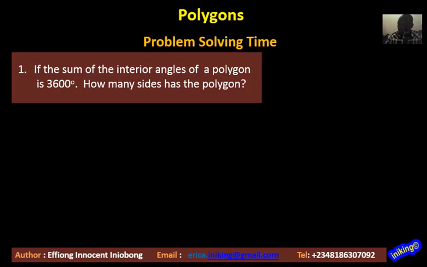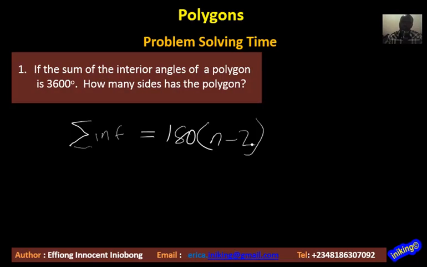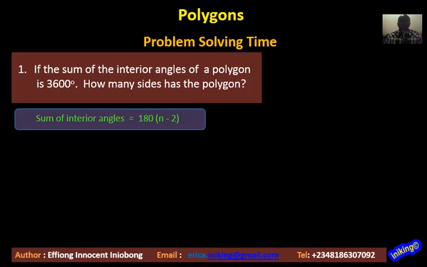Of course, we know this has to do with the sum of interior angles. The sum of interior angles, as we have obtained earlier on, is equal to 180 multiplied by n minus 2, where n represents the number of sides. Right now we have been provided with the sum, so we are not looking for the sum of the interior angles, rather we are looking for n. So the sum of interior angles is equal to 180 times n minus 2.